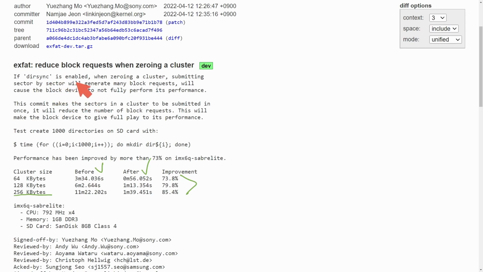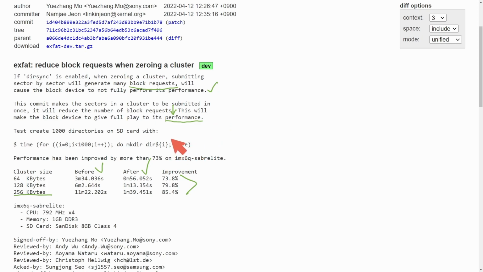So if direct sync is enabled in the kernel, zeroing a cluster, submitting sector by sector, will generate a lot of block requests. This is important, which will cause block devices not to fully perform to their best ability. So how to improve this? Well, it says this commit makes the sectors in a cluster be submitted at once. Some translation difficulties here, but not a big deal. What this does is reduce the number of block requests and allows the device to operate at peak performance.